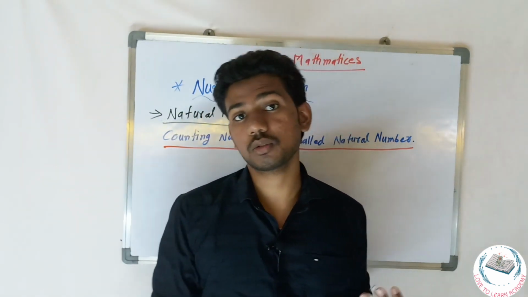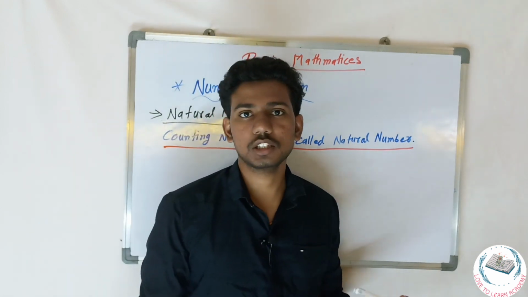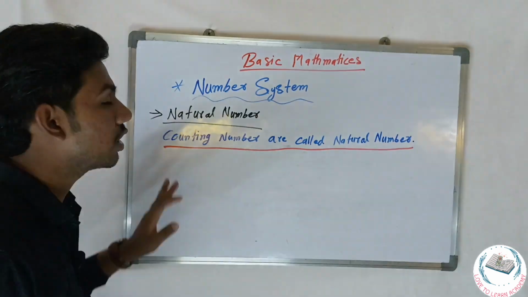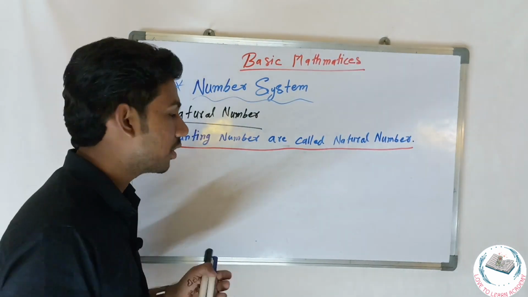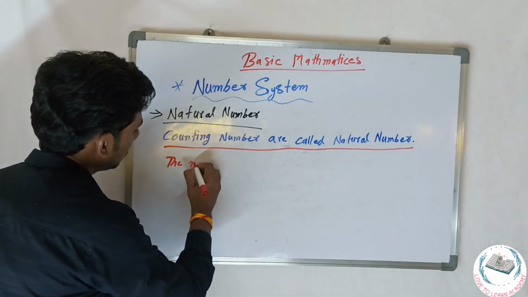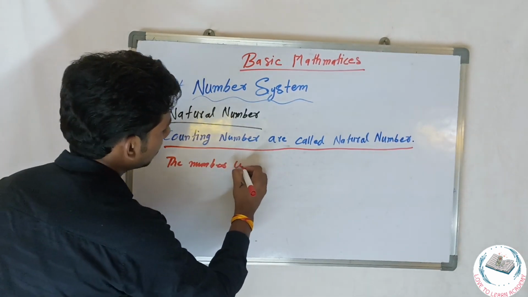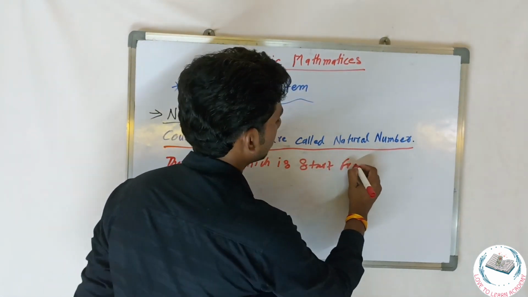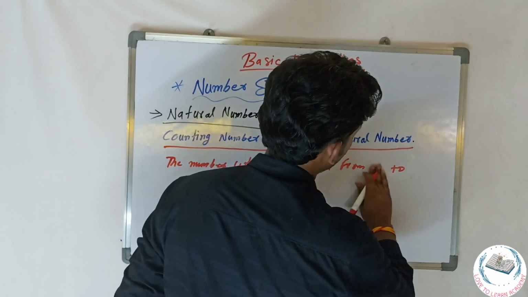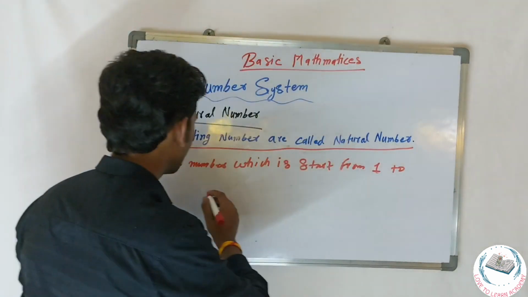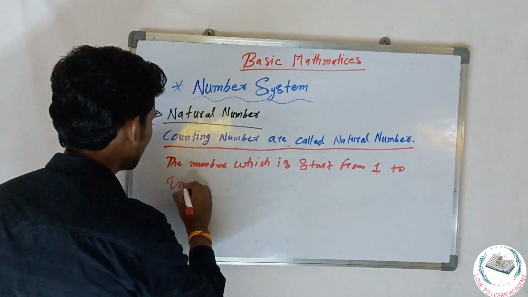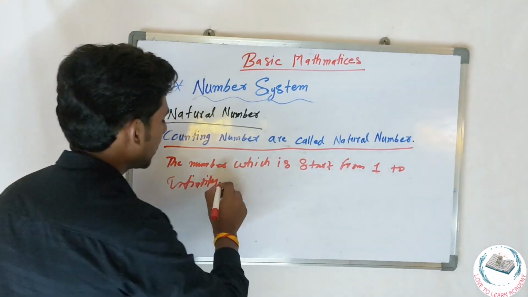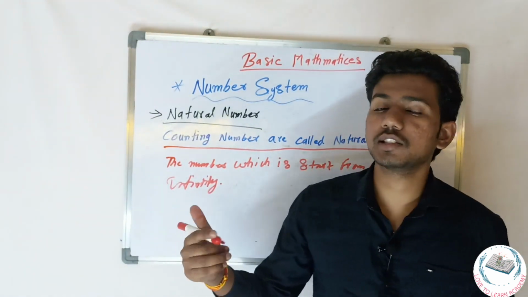You can count as much as you want to count, like 10 crores, a million, 10 billions. If you count like that, it keeps going on. So counting numbers are also known as natural numbers. Otherwise you can say it is the number which starts from 1 and goes to the end, 1 to infinity. The number which starts from 1 and goes to infinity.